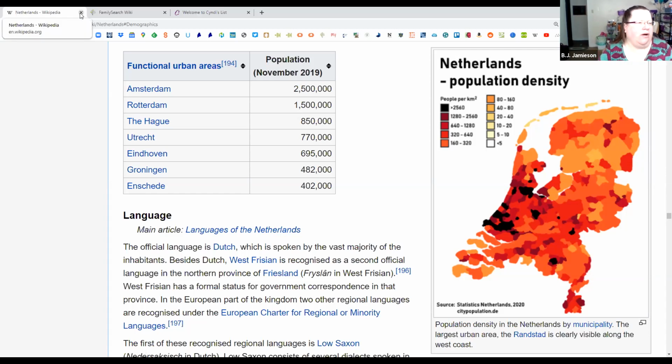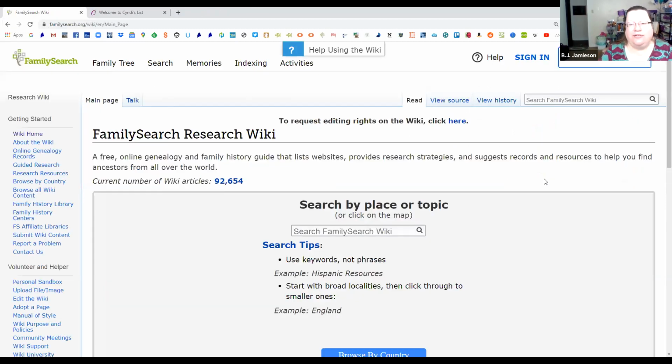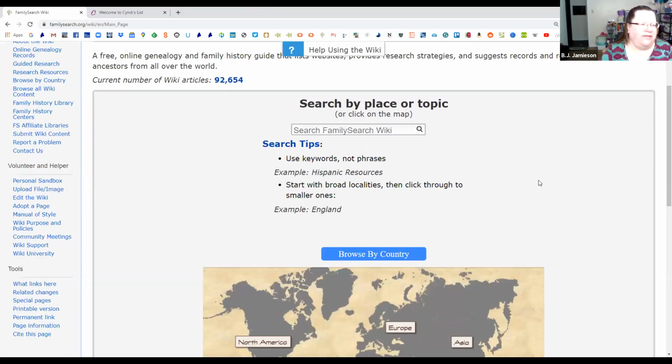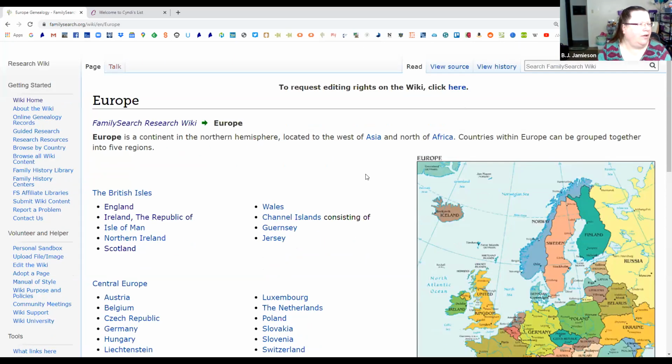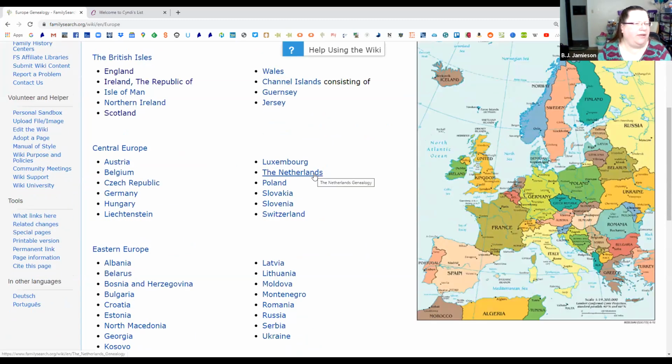The next place I go after checking Wikipedia is I go to the Family Search Wiki. And again, this is crowdsourced, the same way that Wikipedia is. There are some volunteers at the library in Salt Lake City who, especially on the higher level, like country level articles, do actually do some developing. So we'll go to Europe and we'll go to the link on the Netherlands.